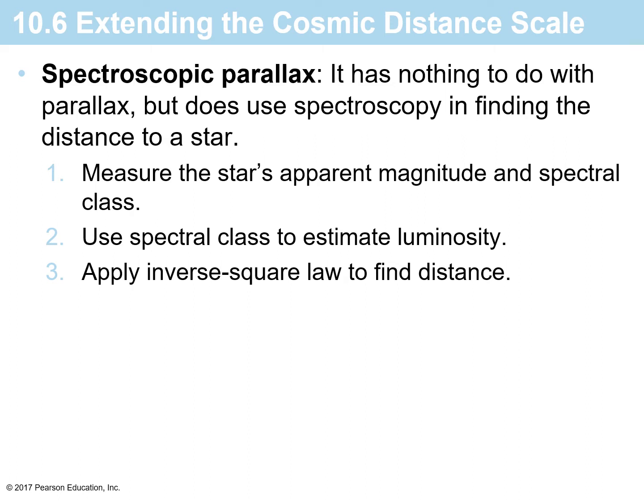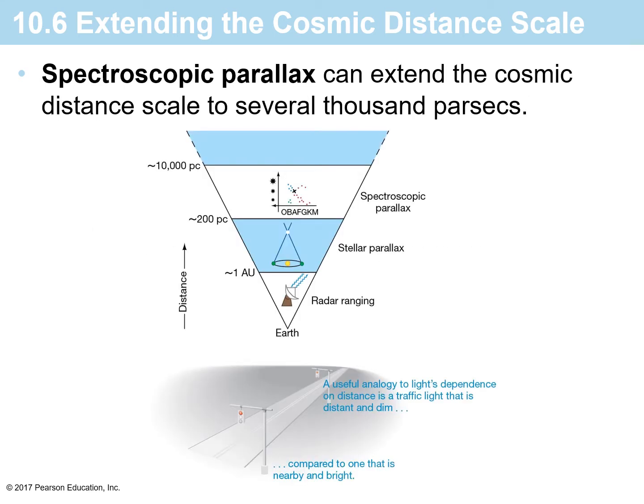Measure the star's apparent magnitude and spectral class. So we figure out how bright the star is, and what letter class it's in, the O B A F G K M spectral classes. Then we use the spectral class to estimate the luminosity. All right, so we find it on the HR diagram and then apply the inverse square law to find distance. So the spectroscopic parallax can extend the cosmic distance scale to several thousand parsecs.